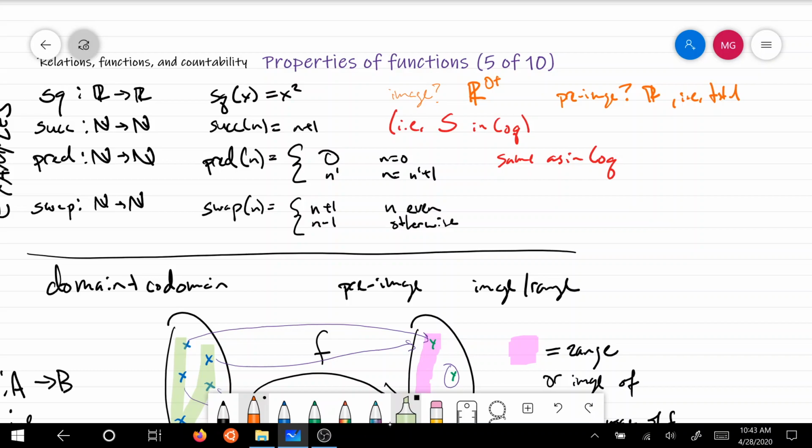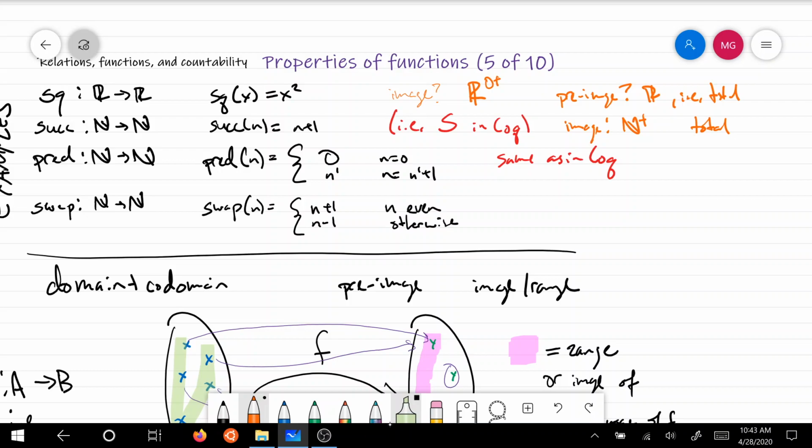Okay, what about successor? What's the image? So it's the positive numbers, right? The only number not included in the image of suck is 0. Again, this function is total.